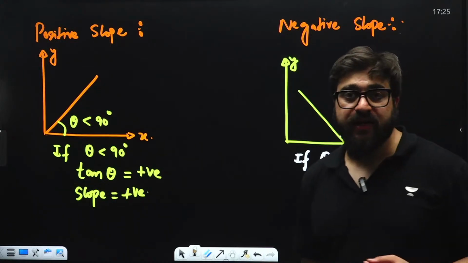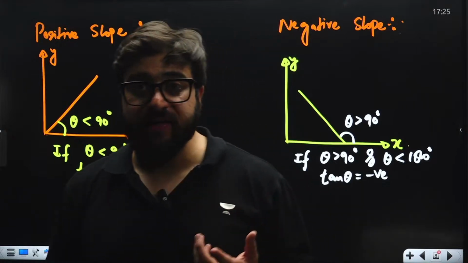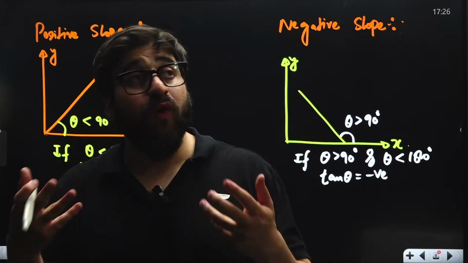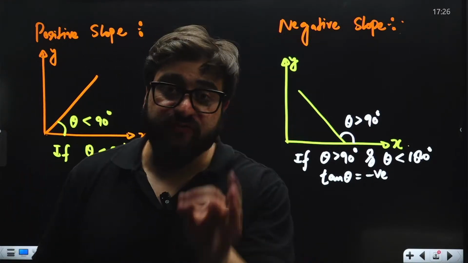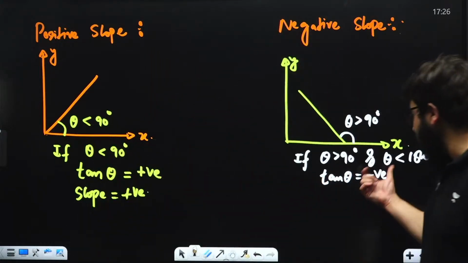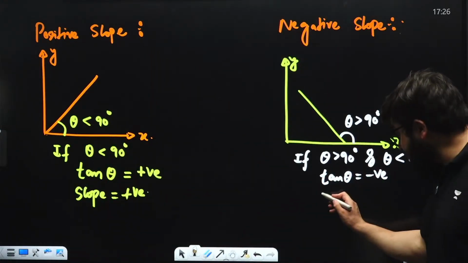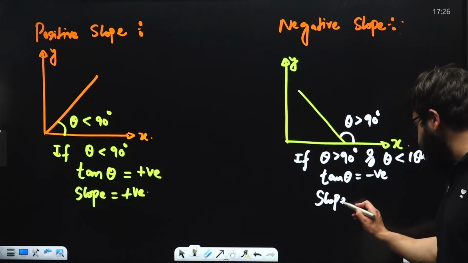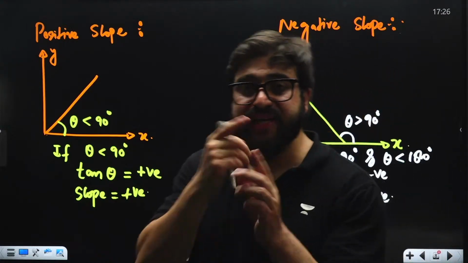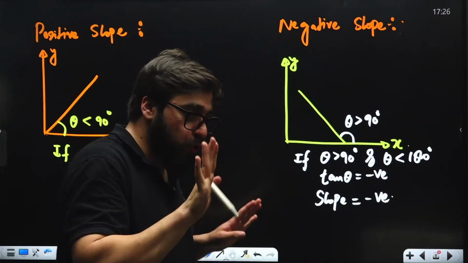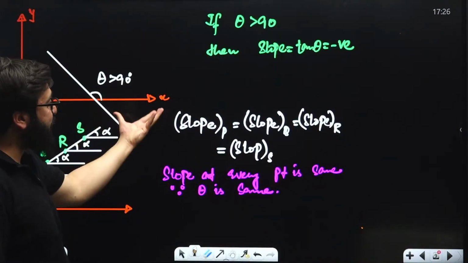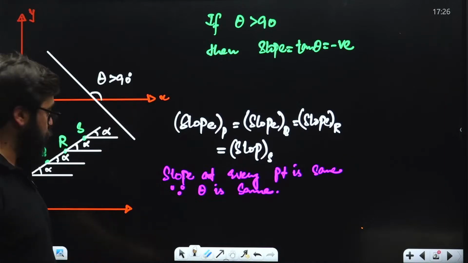Values of tan will be negative, like tan of 120 degrees, negative. Tan of 135 degrees, its value is negative. Tan of 170 degrees, it is negative. So if theta is greater than 90 and less than 180, tan theta will be negative. If tan theta is negative, I can clearly say the slope will be negative, because tan theta means slope. If tan is negative, slope will be negative. Great. So that's mentioned exactly over here. We said this has got the negative slope.